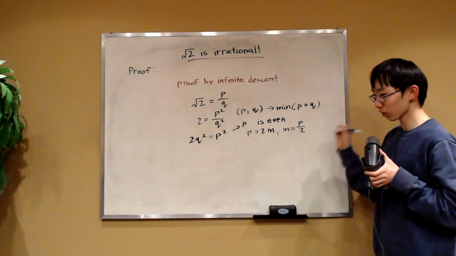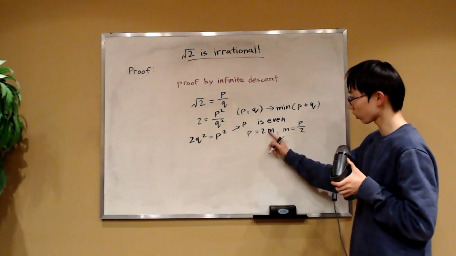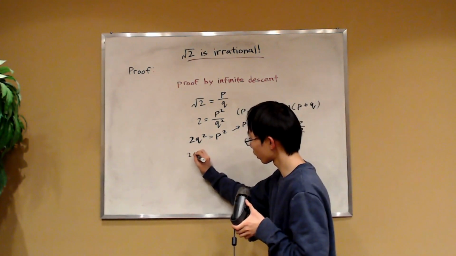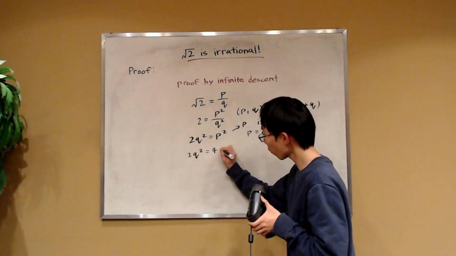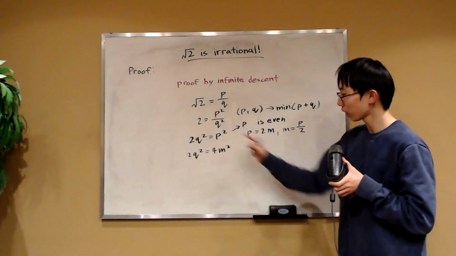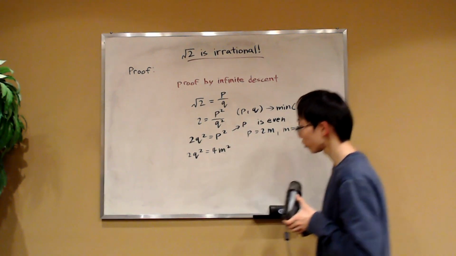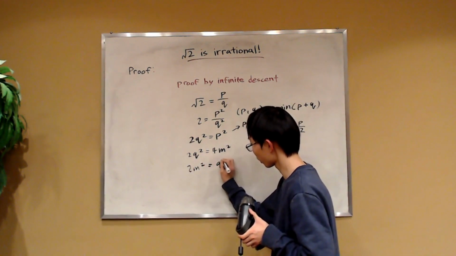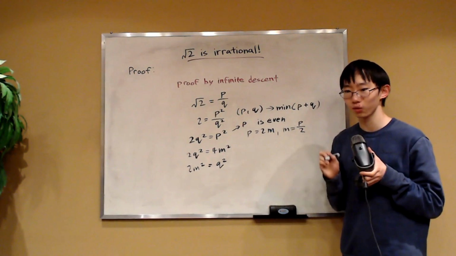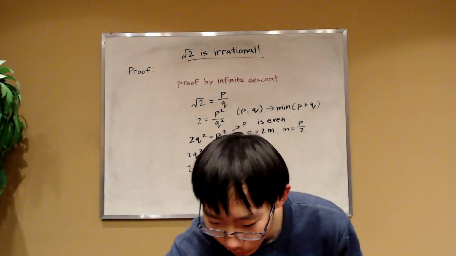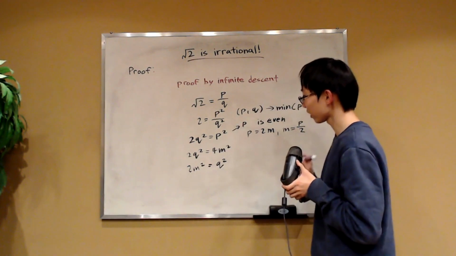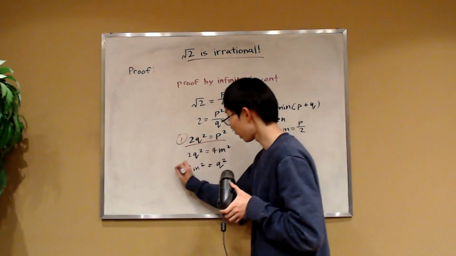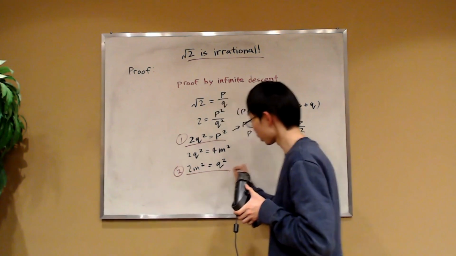So now notice this. We can substitute p equals 2m into this equation. This would give us 2q squared is equal to 4m squared, right? Now we can divide both sides by 2, giving us 2m squared is equal to q squared. Now pay attention to this. I'm going to take my purple marker and I'm going to label the two equations, this one as equation 1, and this one as equation 2.